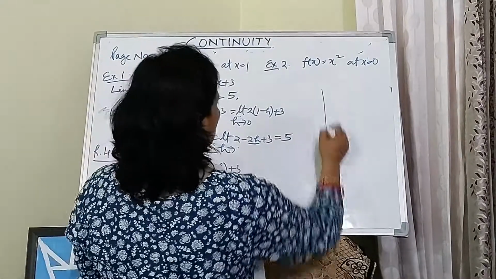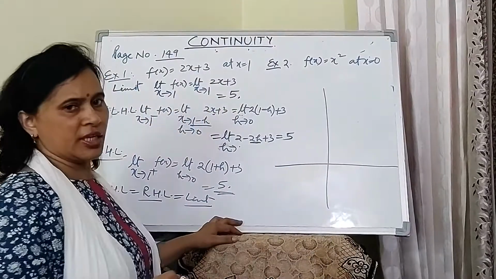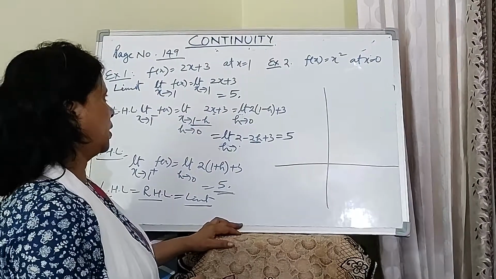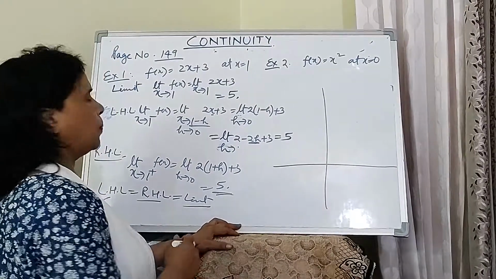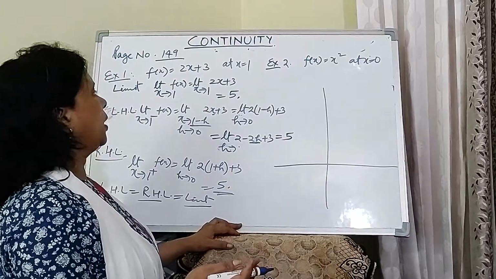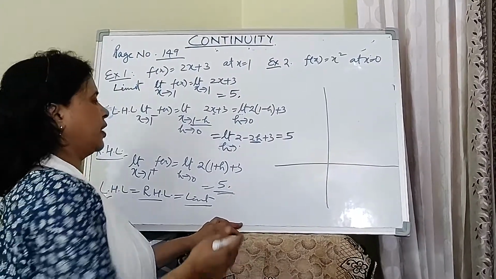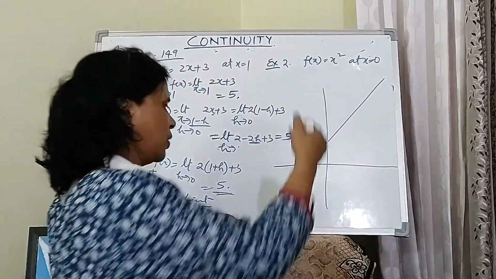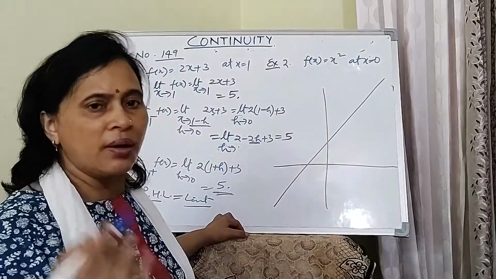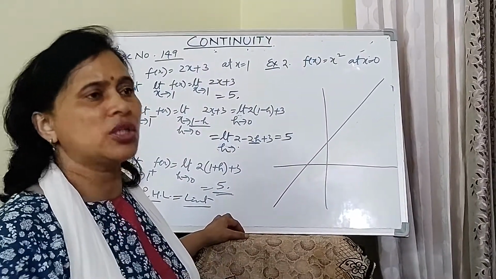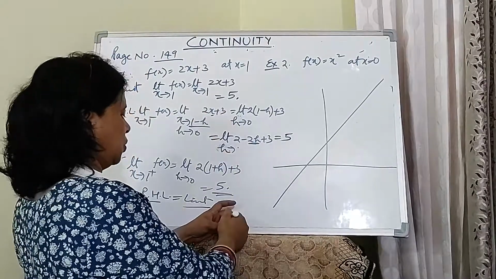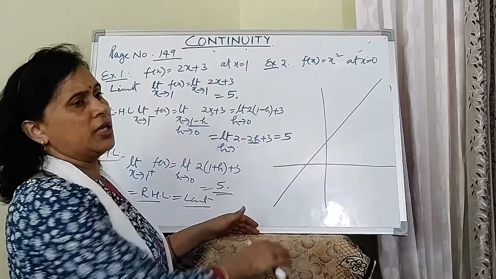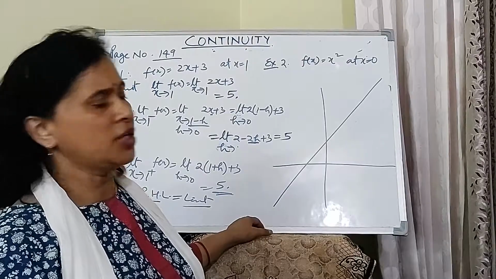A linear expression is always continuous because when I draw the graph of 2x plus 3, this is a straight line with slope 2. You can draw this graph very easily. It will always be continuous, whether I go downwards or upwards, because without lifting my hand I can draw a straight line. What conclusion did I get from this? The conclusion is that a linear expression is always continuous.